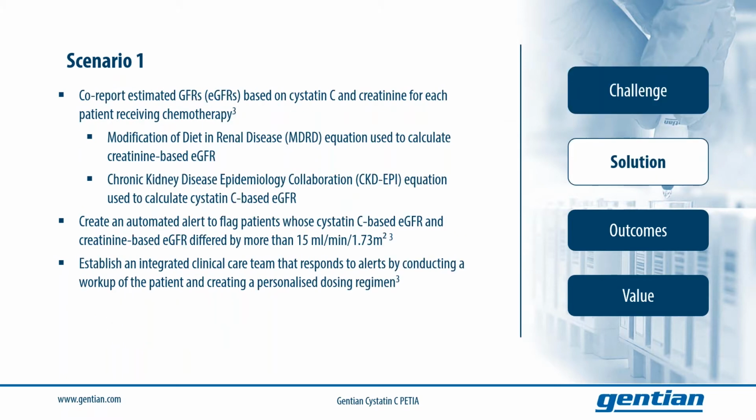Faced with the challenge of developing a more accurate way to adjust cancer treatment doses, the hospital in our first scenario proposed implementing a system that involved the co-reporting of eGFRs based on both Cystatin C and creatinine for each patient receiving chemotherapy. In the event that a patient's Cystatin C-based eGFR differed from his or her creatinine-based GFR estimate by more than 15 milliliters per minute per standard body surface area, an automated alert will be generated, prompting an integrated care team to conduct a workup of the patient and create a personalized therapeutic intervention based on that patient's unique needs.